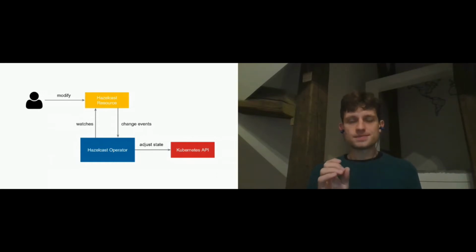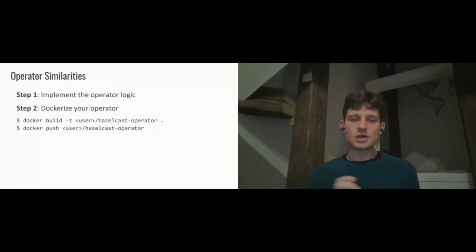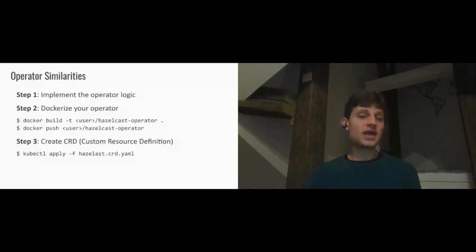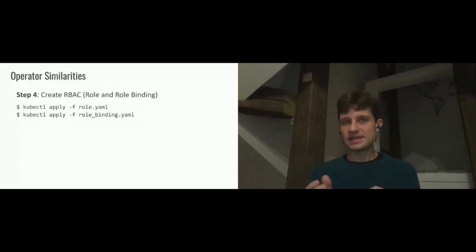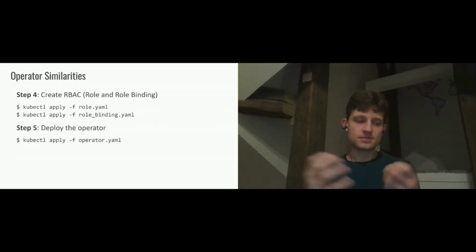No matter which solution you choose, there are some steps for operators that are the same. No matter how you implement your operator, you will always start, as step one, by implementing the operator logic. Then you will Dockerize your operator and push it into a Docker registry. Then you will create a custom resource definition, which defines how your custom resource should look. Then you will need to create some role and role bindings, which decide on the permissions for your operator. Then you will deploy this operator in the form of a pod or a deployment. And finally, you will be able to apply your custom resource, and the operator will watch it and do something about it.